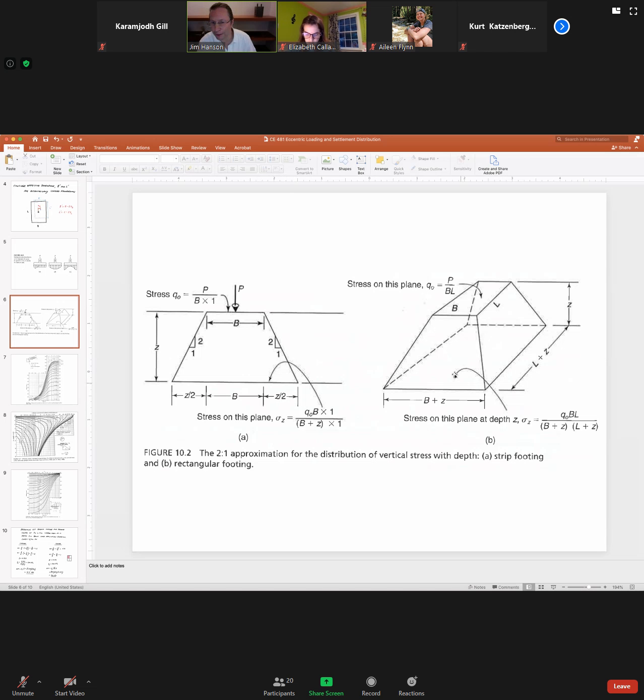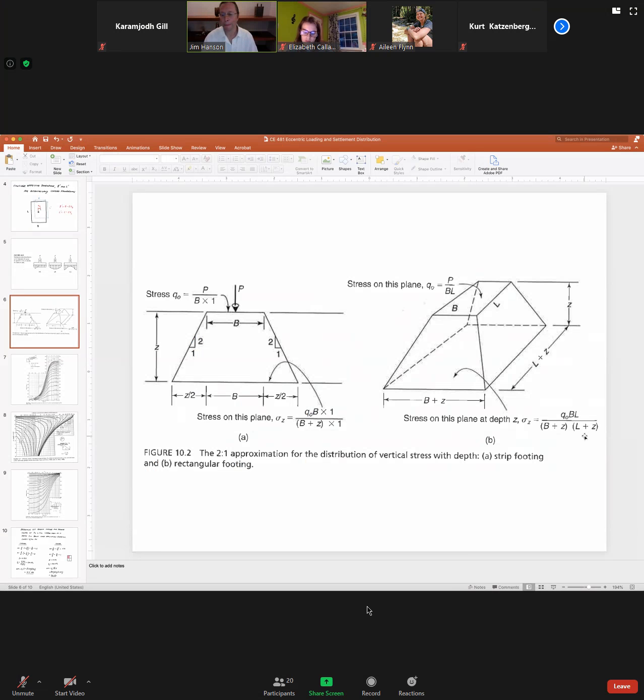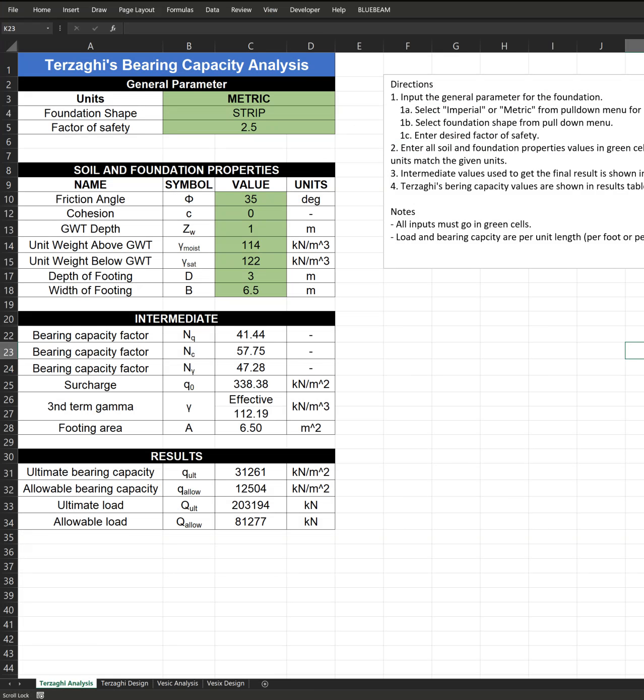Same thing over here. So we have our stress that's acting on the foundation, P over area, P over B times L. And we call that a starting stress, let's say, acting on the foundation. Over that area, it's acting over that area. And we would then divide by the new area.